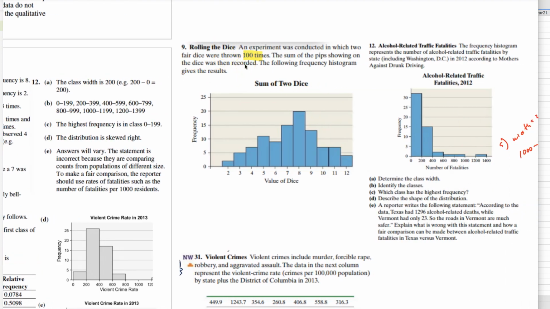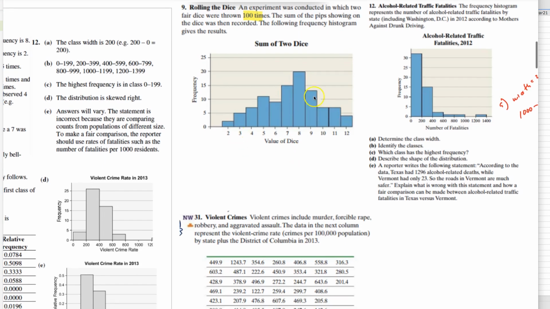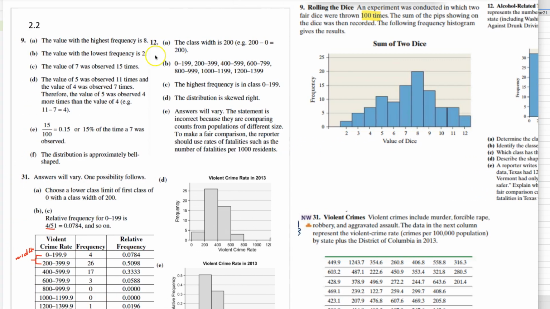If you roll 2 dice and add up the sum of those 2 dice, you'll get an answer between 2 and 12. And so if you roll a dice 100 times, here's what happened. You can see what we call the distribution, how the values are spread out. 8 seems to occur the most. So let's look at some of these questions.